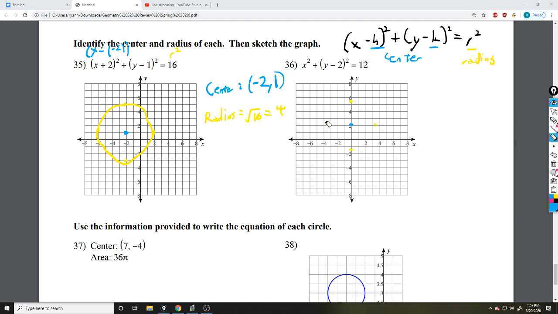And then we'll finish up with these last 2. These last 2 are going the other direction, where we drew the circle from the equation last time. Now we have the circle and we need to come up with the equation. So we're writing out the equation this time. Okay, here we go.